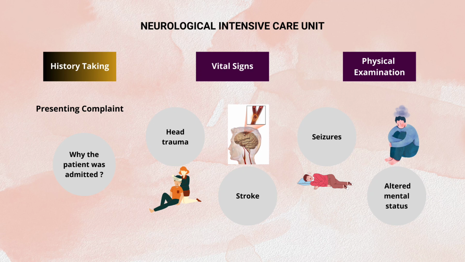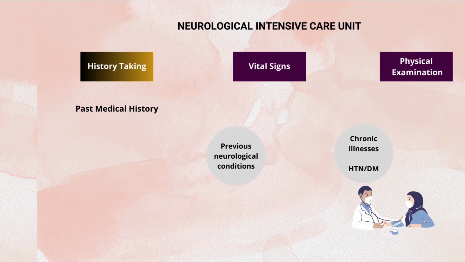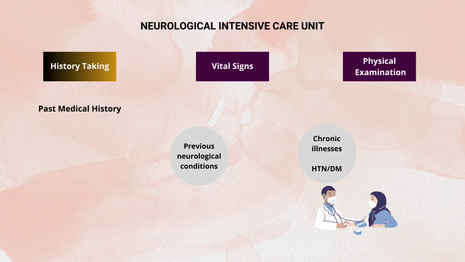History taking focuses on presenting complaint, that is why the patient was admitted. It can be due to head trauma, stroke, seizure, altered mental status, or any other neurological conditions. Next, we focus on past medical history, that is previous neurological conditions like transient ischemic attack, stroke, etc., and chronic illnesses like hypertension and/or diabetes.